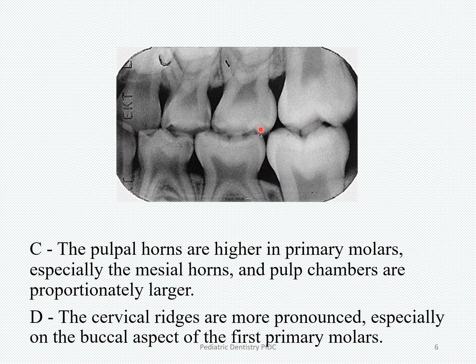So if you are putting a matrix band here, it's very difficult to get the adaptation of the matrix band in this particular area, and therefore you can have a lot of overhanging margins. So this cervical ridge being more pronounced, this part and this constriction, it makes it very difficult for the adaptation of the matrix band for restoration of caries involving proximal surface. Unlike here in the permanent molar, it's quite smooth, so the adaptation is very good. So remember, cervical ridges are more pronounced in primary molars, and especially so on the buccal aspect.